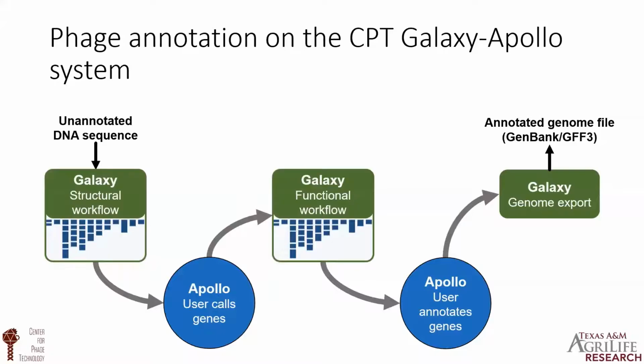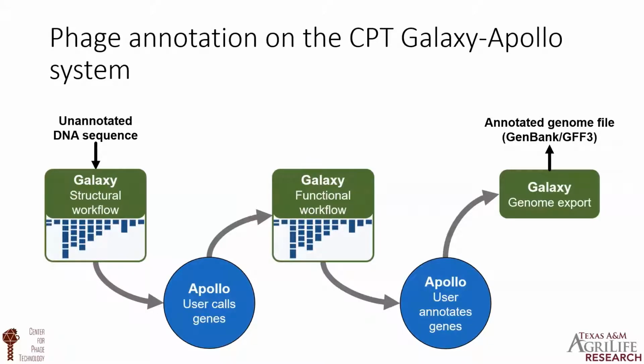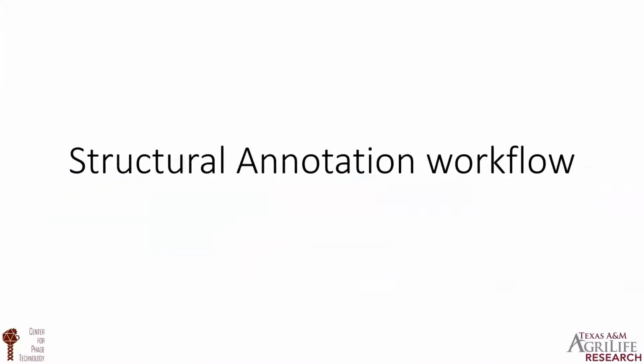So part of the process is conducted in Galaxy, which is where the actual data analysis occurs, and then the actual user annotation occurs in Apollo. All of this work is facilitated by transfer steps, which are accomplished by the Galaxy-Apollo bridge. If desired, the user can continue to run other analyses in Galaxy and import these tracks back into Apollo for as many cycles as they desire.